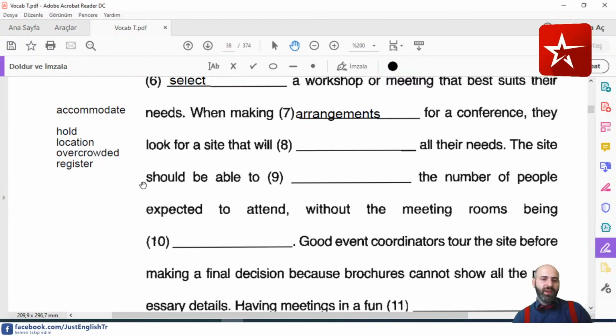What do you think about 8, guys? So when making arrangements for a conference, event coordinators look for a site, look for a place that will blah blah blah all their needs. Of course, we need verb. Accommodate, hold, or register. Like, think about it like provide. Accommodate, register. Sibel and Gustafa are correct. We need to use accommodate here. Thank you, guys. Good job done.